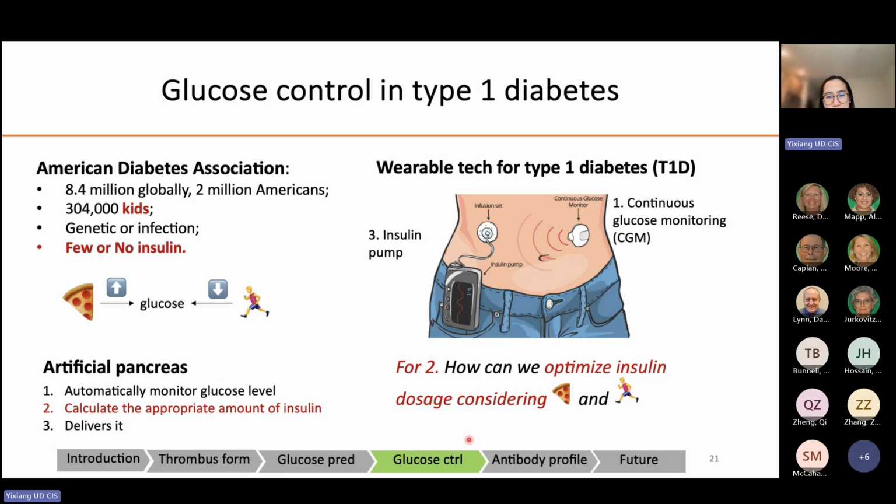Therefore, the remaining challenging task is the second one: how can we optimize insulin dosage, considering the adversarial relationship between meals, which increase our glucose, and exercise, which decreases our glucose. And specifically, we also want to follow the same trajectory of considering patient specificity, as we saw in the last slide, the last project.